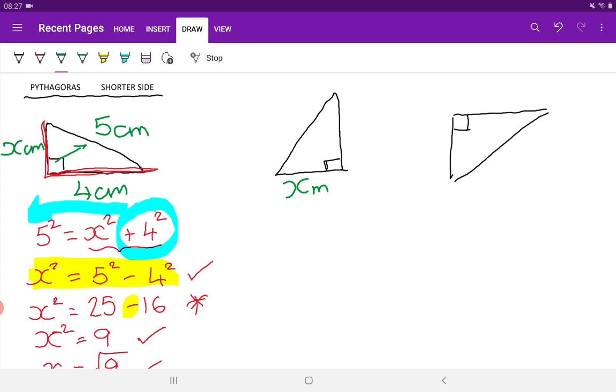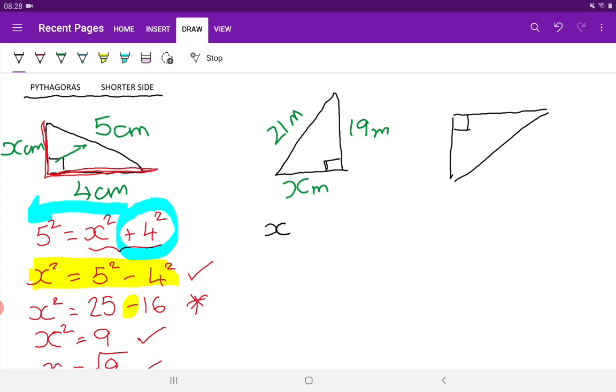As soon as you see that, you need to be thinking, right, it's a shorter side. I need to do a subtract Pythagoras. The other two sides, let's call this one 21 metres, and let's call this one 19 metres.